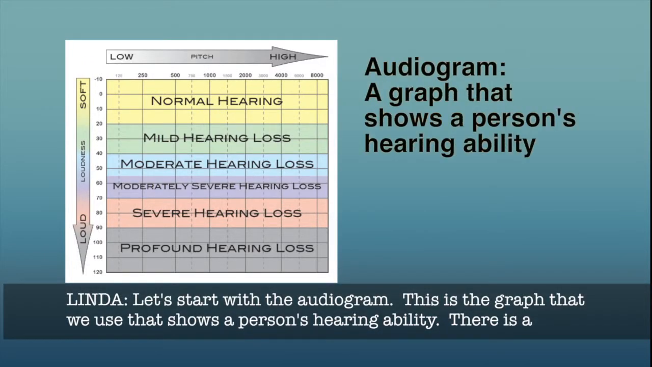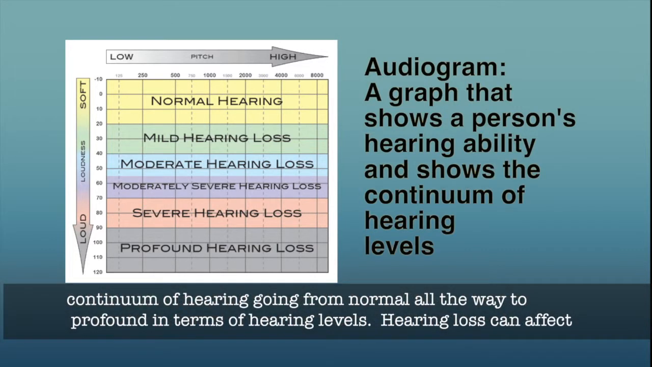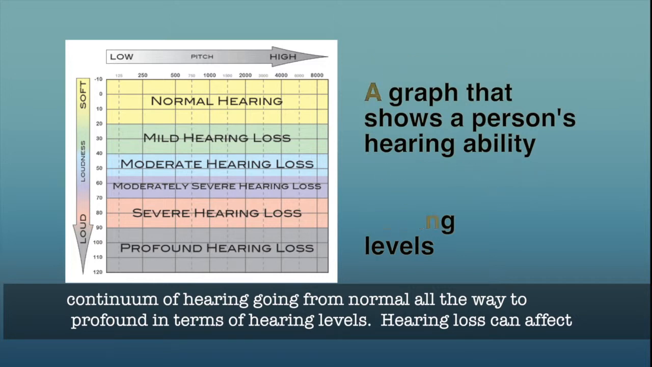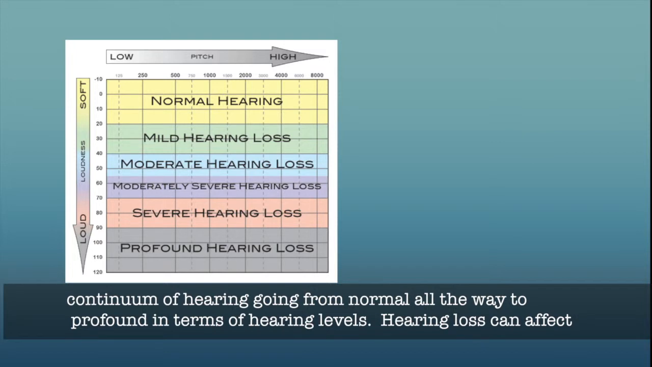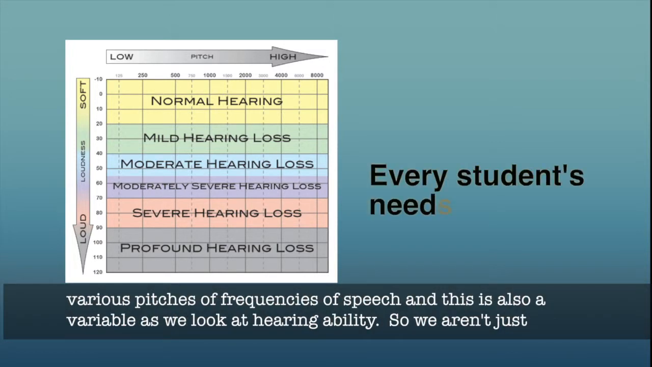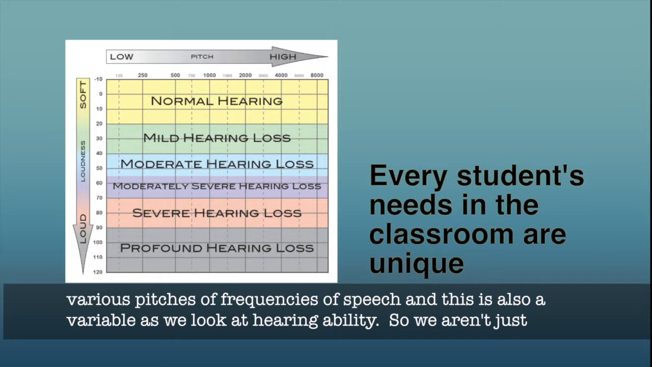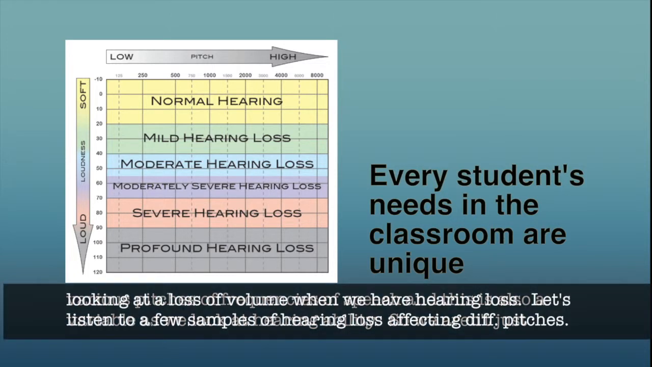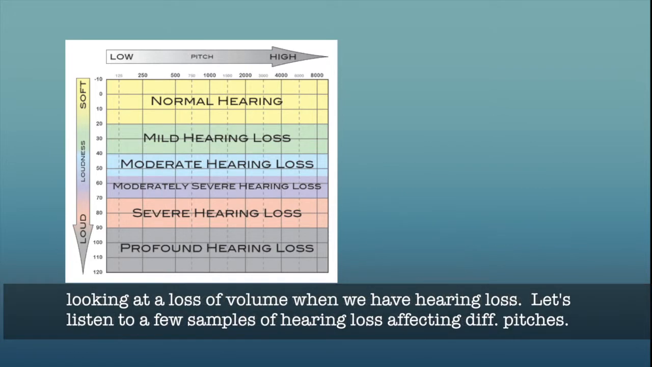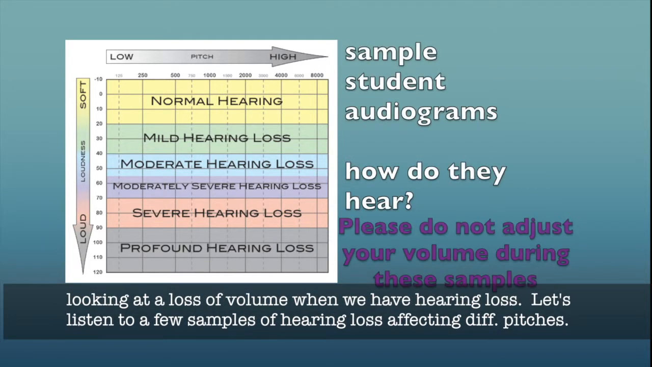Let's start with the audiogram. This is the graph we use that shows a person's hearing ability. There is a continuum of hearing going from normal all the way to profound in terms of hearing levels. Hearing loss can affect various pitches or frequencies of speech, and this is also a variable as we look at hearing ability. So we aren't just looking at a loss of volume when we have hearing loss. Let's listen to a few samples of hearing loss affecting different pitches.